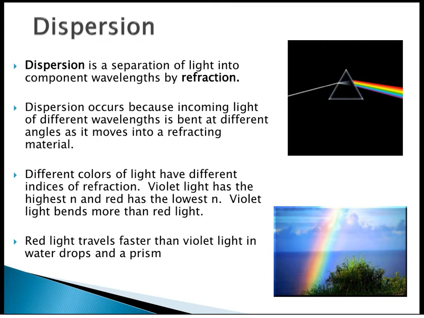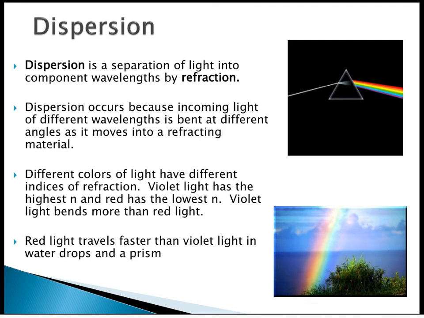Dispersion occurs when light is separated into its different wavelengths. The image here on the right shows white light entering the prism and then being separated into the colors of the rainbow. Dispersion occurs because incoming light of different wavelengths is bent at different angles as it moves into a refracting material. Remember, light is going to slow down as it moves into a material that is not air or vacuum. The different colors of light have different indices of refraction.